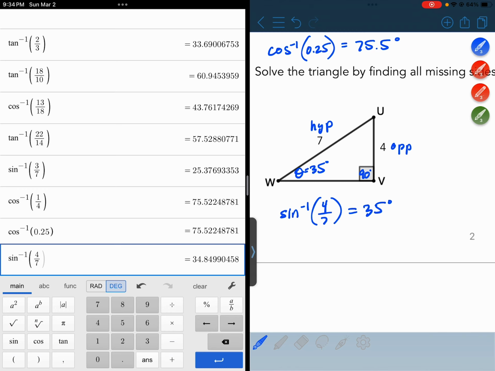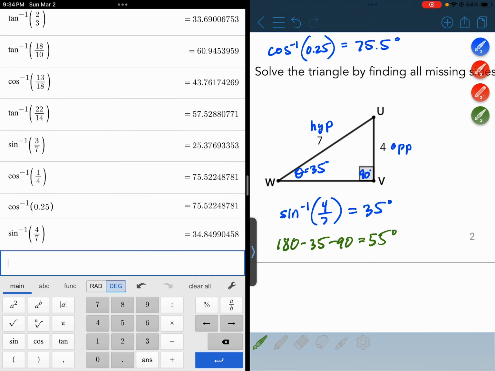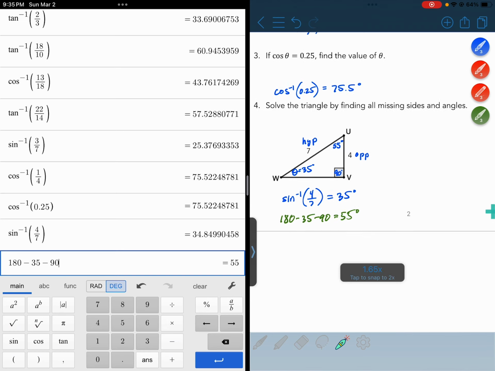Here, let's change colors. We know every triangle adds up to 180, minus 35, minus 90, and that should give us 55 degrees. Kind of did that in my head, but let's check. 180 minus 35 minus 90 is 55 degrees. So let's go ahead and write that in our image. At this point we found all three angles, 35, 55, 90 degrees. We need to make sure that we find all the sides.